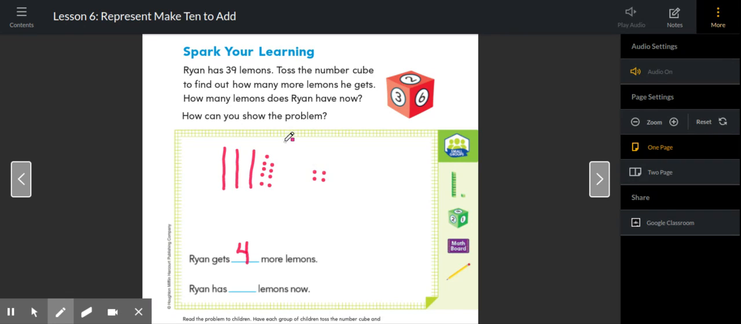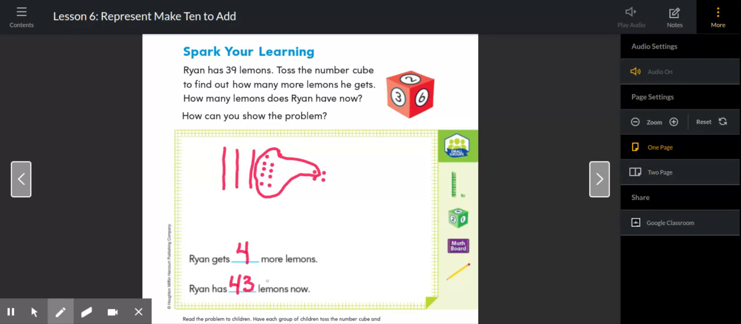So you know that if we have 9, all we need to do is add 1 more, and now we have another 10. So now instead of just having these 3 tens, we have 1, 2, 3, 4 tens. And we have 3 leftover ones. So that is telling us that if Ryan had 39 lemons and he got 4 more, then he would have 43 lemons, which is correct.